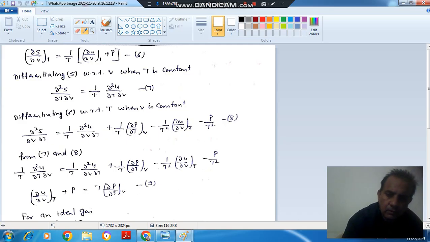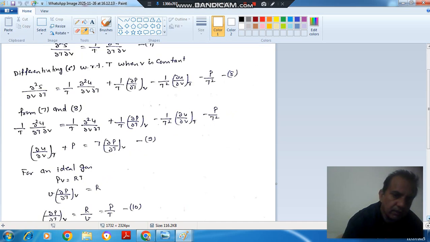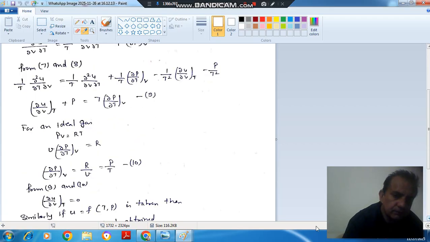Now if we apply this to the ideal gas, then PV is equal to RT, and V (∂P/∂T) at constant V is equal to R, so (∂P/∂T) is equal to R by V, and R by V is equal to P by T. So this is equation number 10. Now we put it in 9, then we get (∂u/∂V) at constant T as 0.